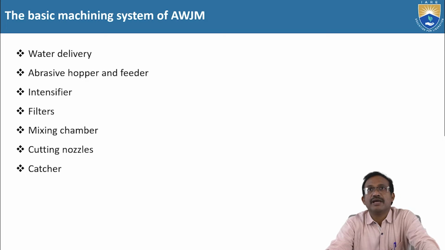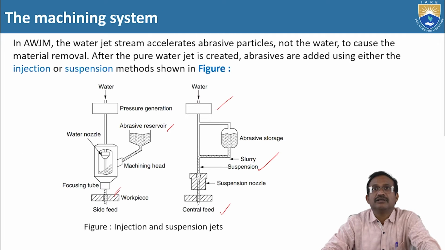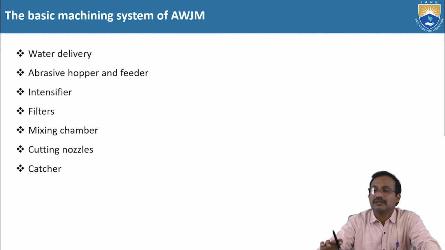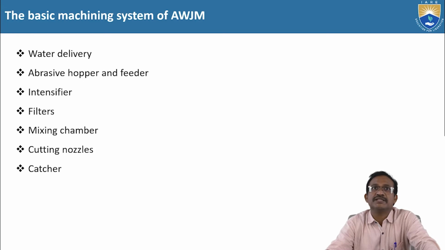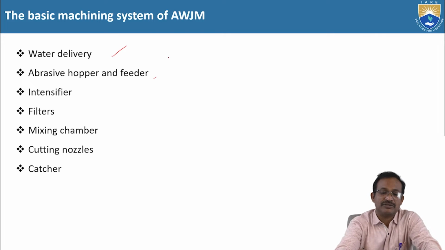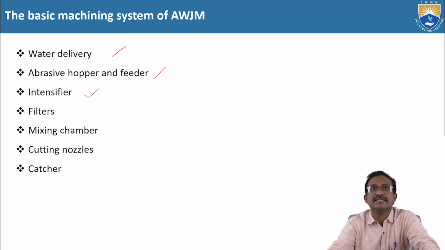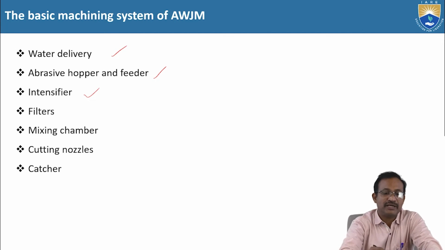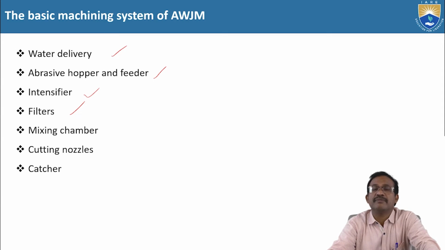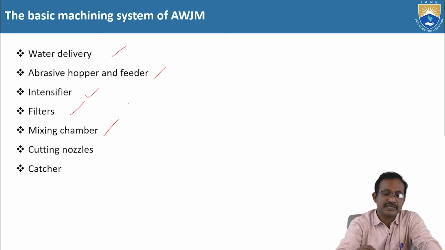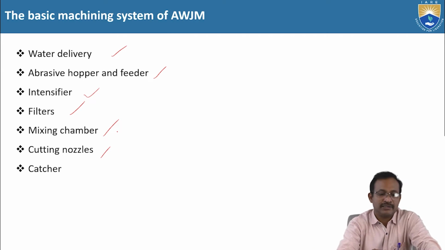The basic machining system of abrasive water jet machining. However, in the previous figure we have shown the skeleton mechanism here, but the basic system of abrasive water jet machining comprises all this: water delivery system that we have seen, abrasive hopper and feeder that we have seen, intensifier. Intensifier means it increases the velocity. Next, filters. Always the abrasive slurry may have different grain sizes. The filter filters out certain bigger size grain particles. Next, mixing chamber, cutting nozzles, and catcher.